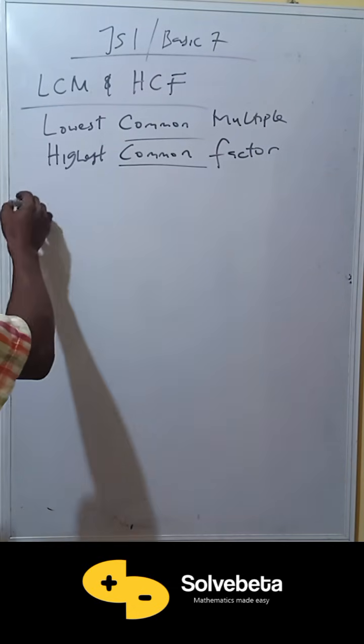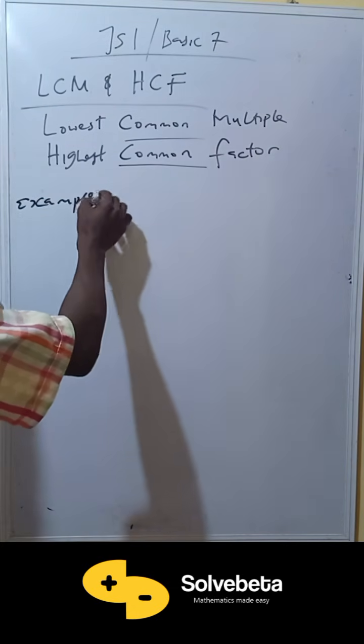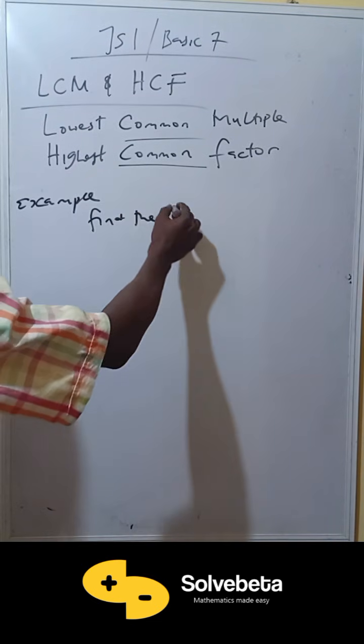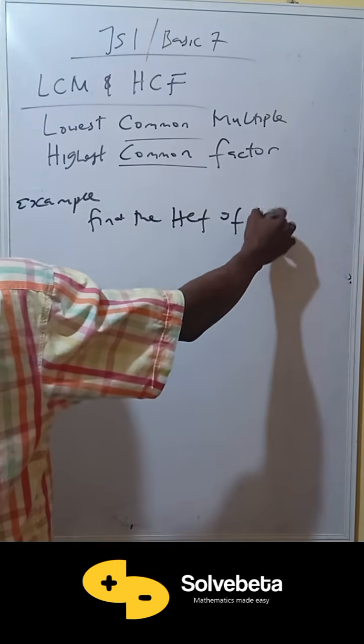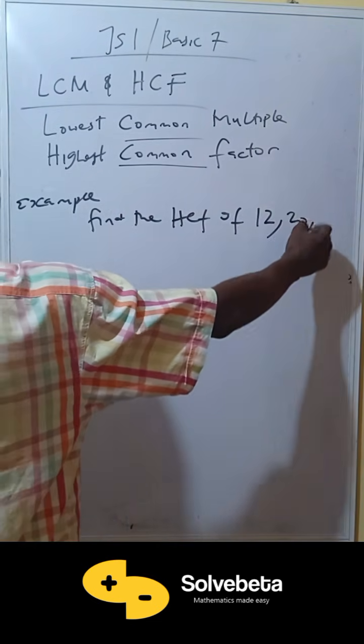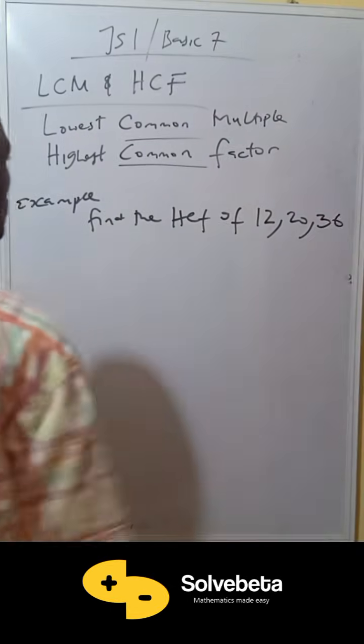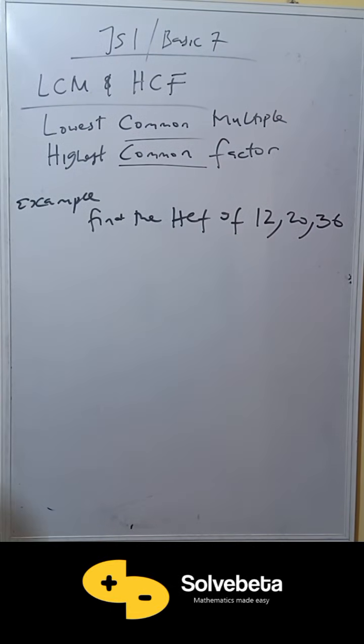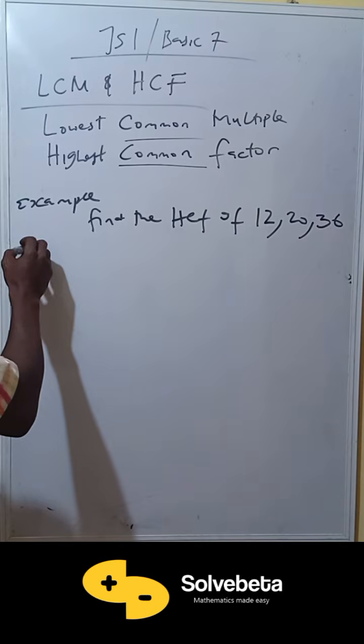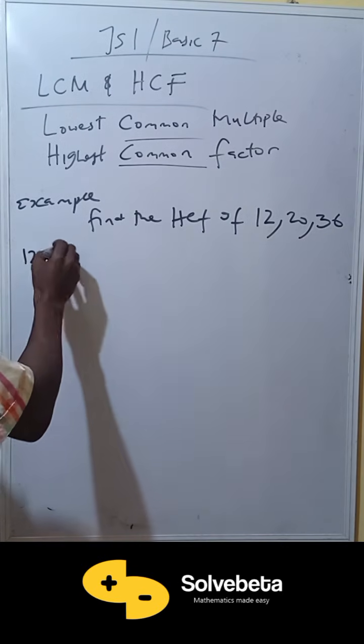Let's take this example 2. Find the HCF of 3 numbers: the HCF of 12, 20, and 36. So we have to write the factors of 12. What are the factors of 12?